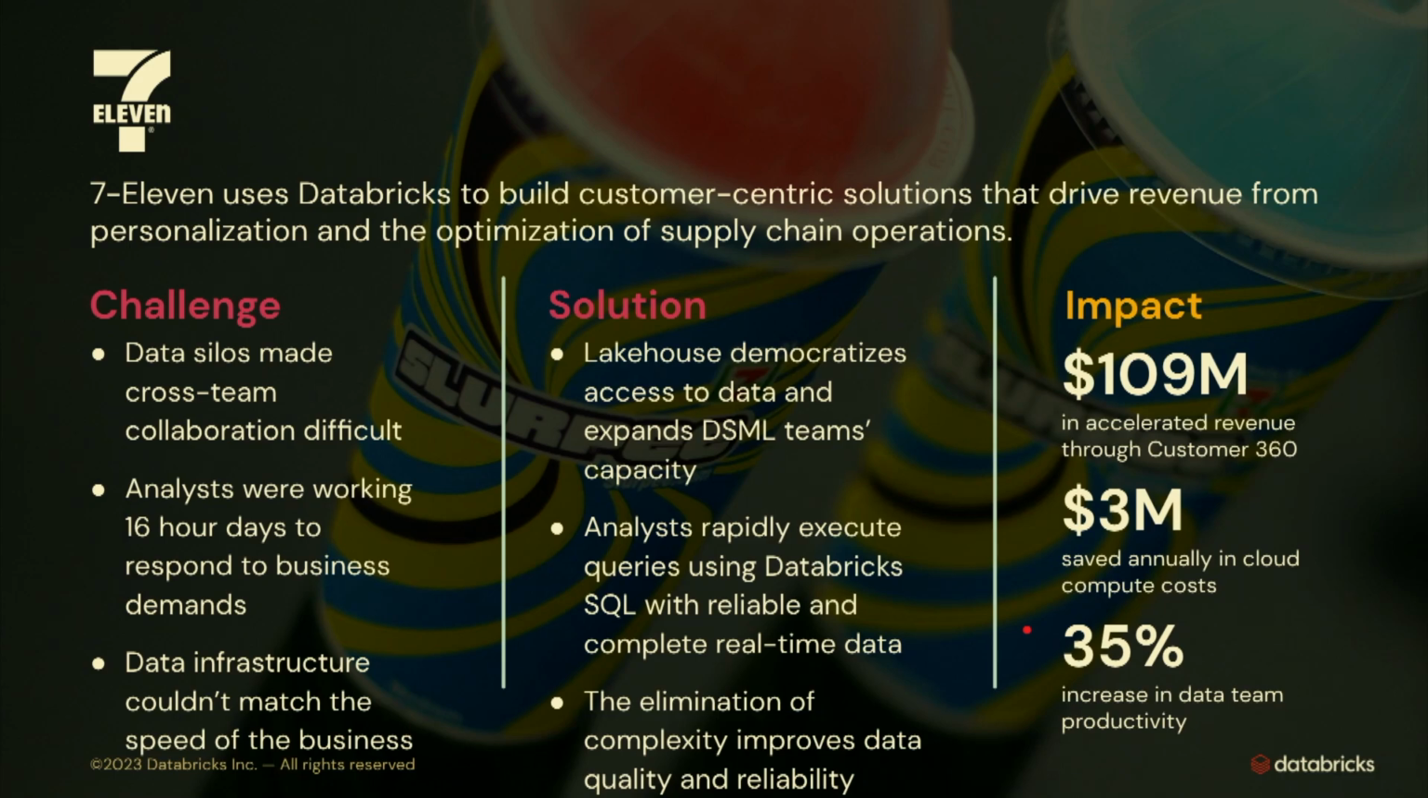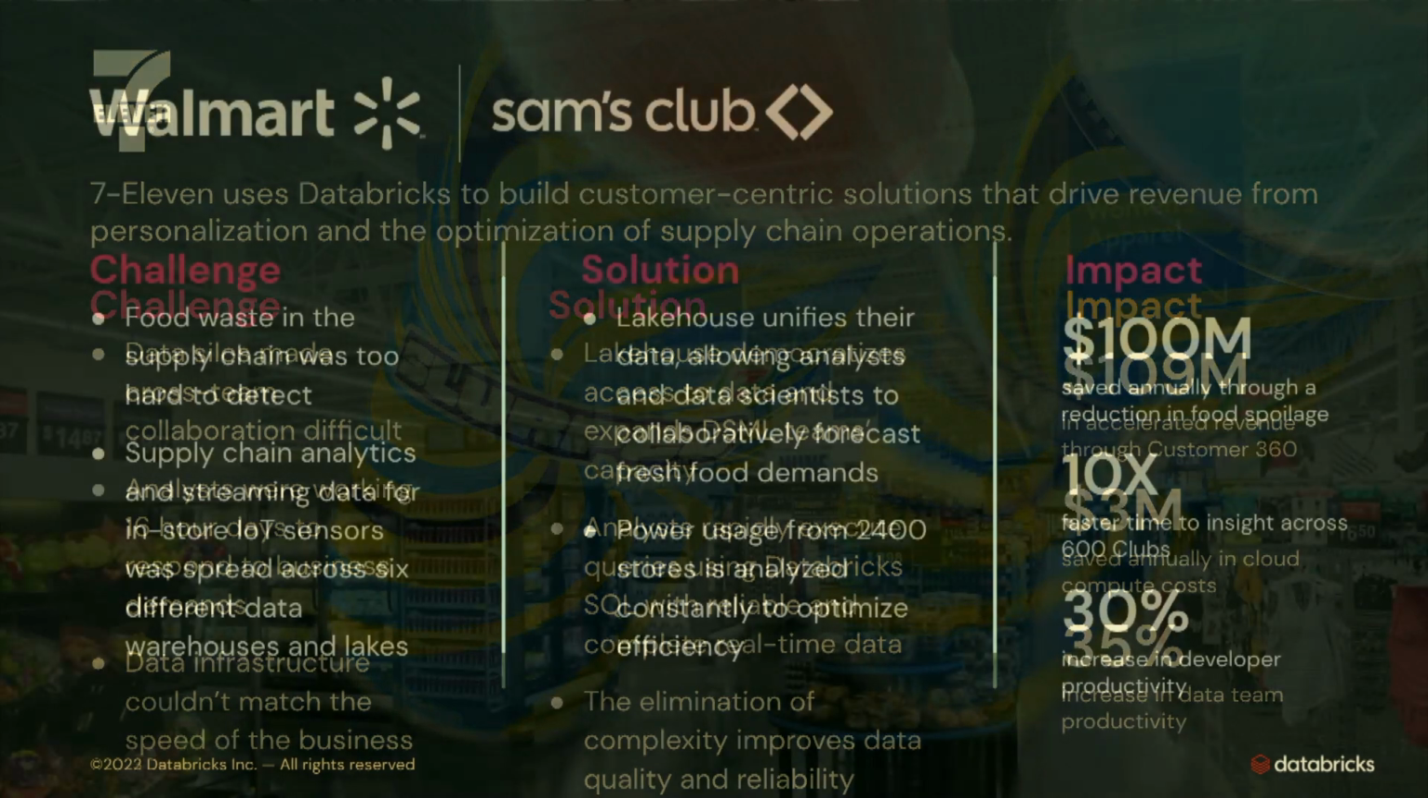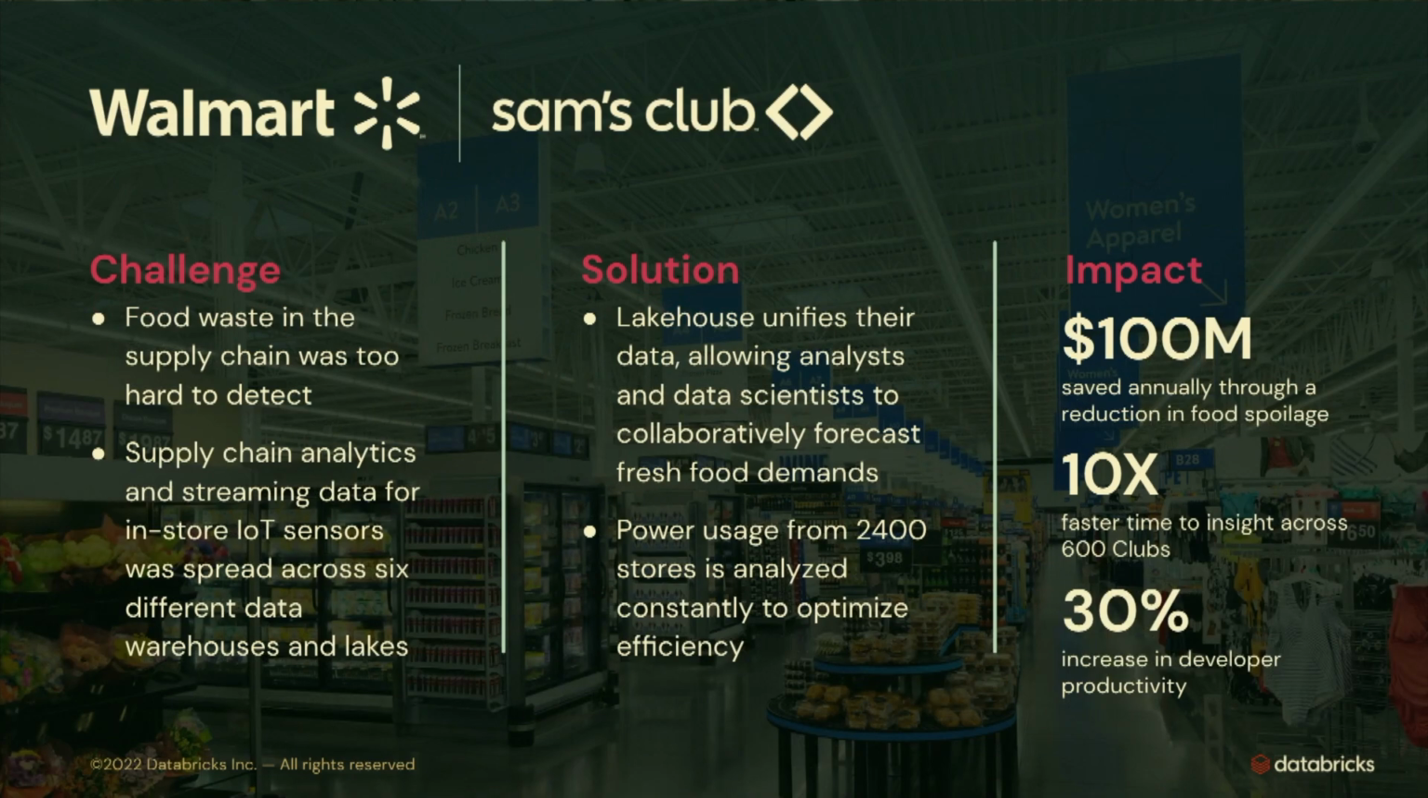So you look at somebody like 7-Eleven, a 35% increase in their developer productivity. That's awesome. They saved a bunch of money too. That's cool. I don't mind that. And Walmart, similar, 30% increase in developer productivity, 10x faster time to insights. So these are just really, really cool stories. And just know, we are not stopping anywhere.